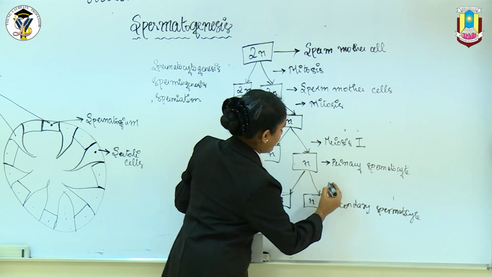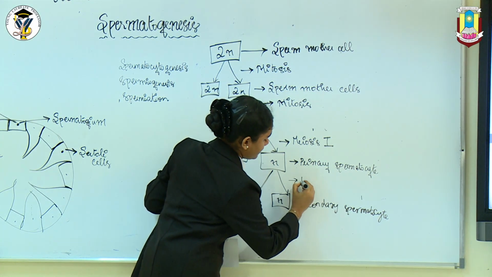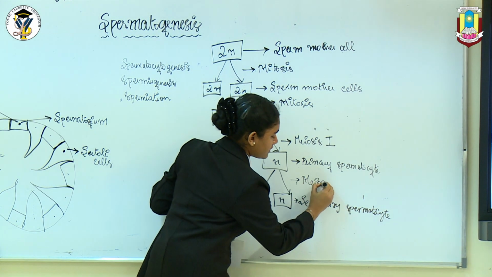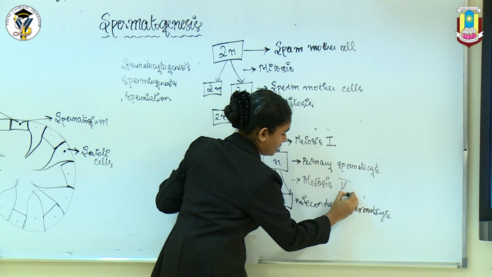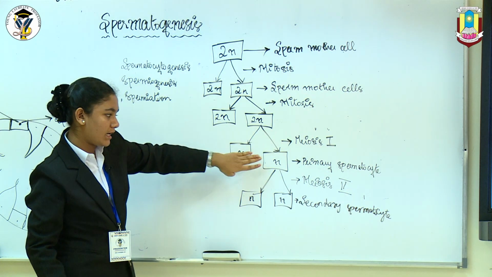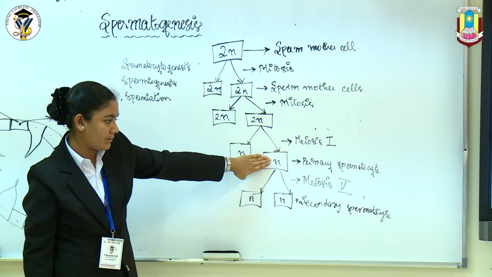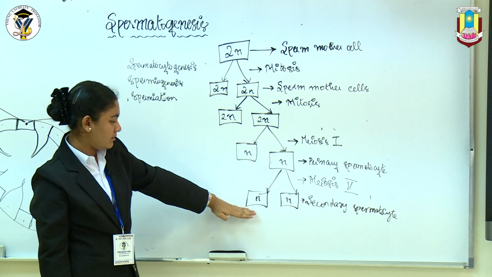Here it is meiosis 1 and here it is meiosis 2, the process which takes place. So meiosis 2 is equational division. Equational division means the same number of chromosomes which is present in the primary spermatocyte, they will be there in the secondary spermatocyte.